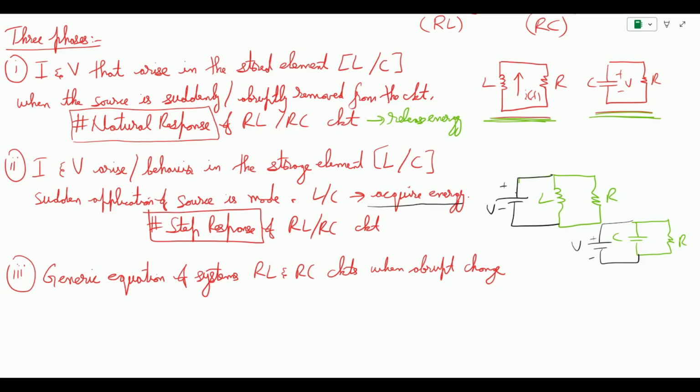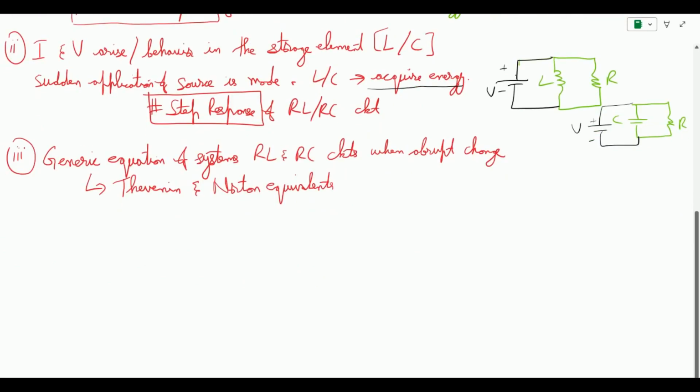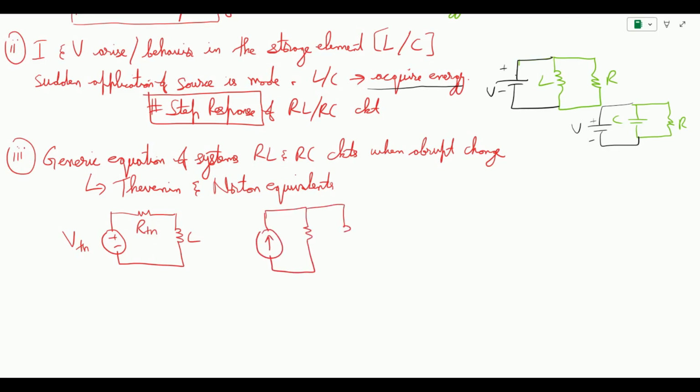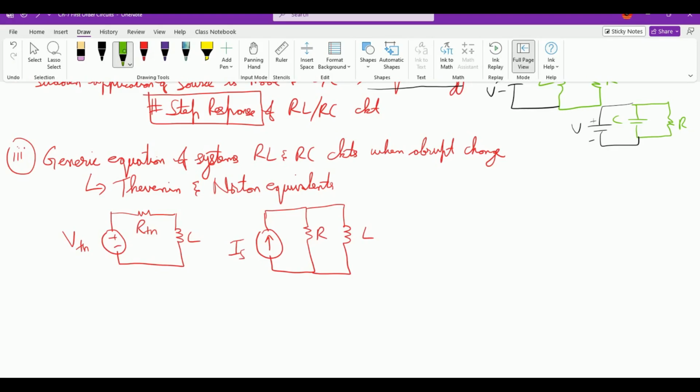In order to solve the general equation, we are going to use the assistance of Thevenin and Norton equivalent circuits, which means we can have four possible configurations. The first being, we can have a VThevenin with an RThevenin connected to an inductor. So this is our VThevenin, this is RThevenin, and this is an inductor. So this is for the RL combination. We can have the Norton equivalent as well with the inductor.